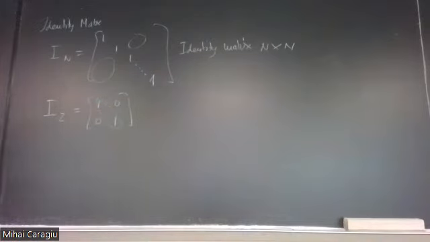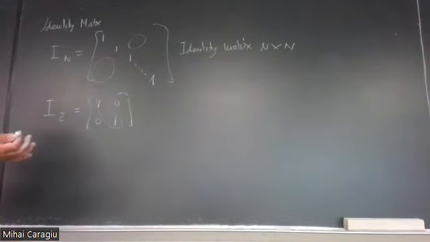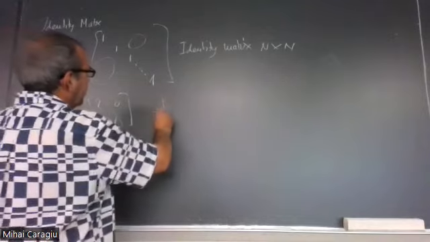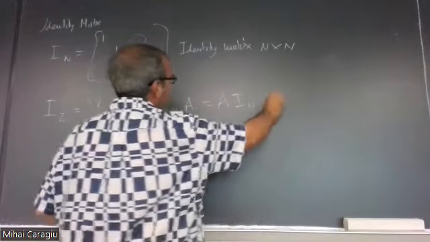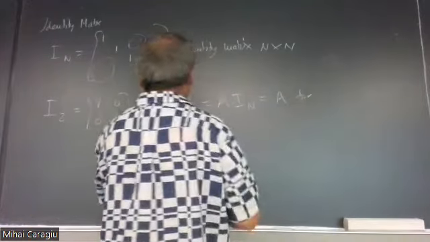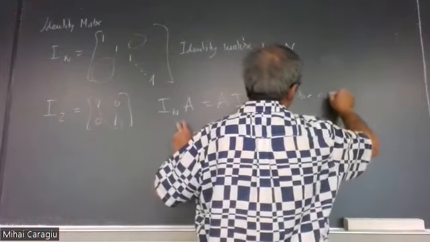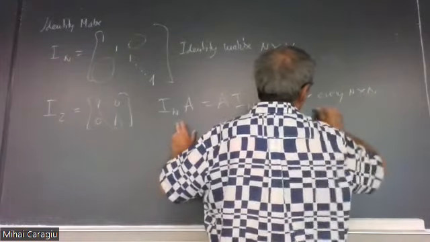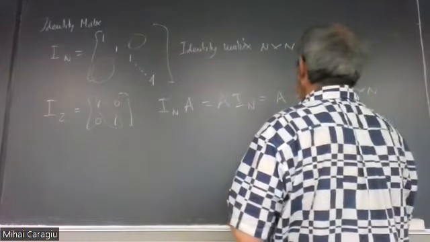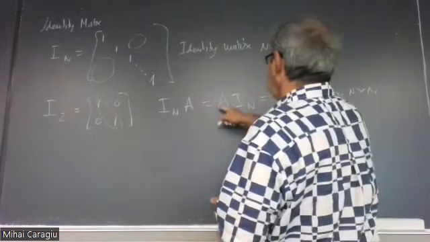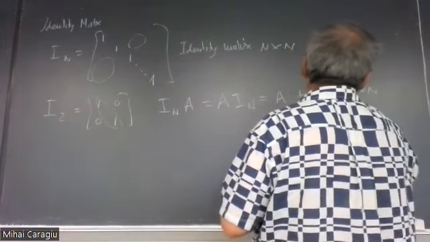What's important about the identity matrix? The identity matrix multiplied with any other matrix of the same size gives the same matrix. So what 1 is for numbers, the identity matrix is for matrices. So I sub n times A equals A times I sub n equals A for every n by n matrix A. That's why I sub n is called the identity element under matrix multiplication.